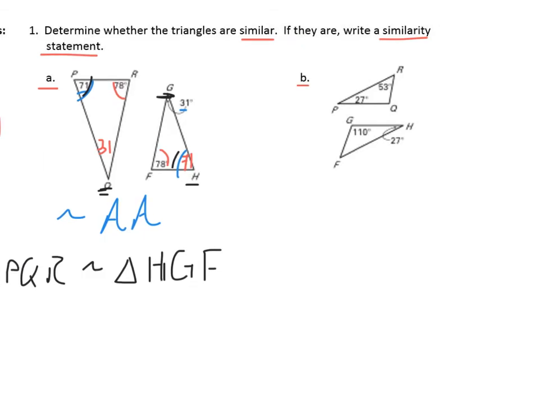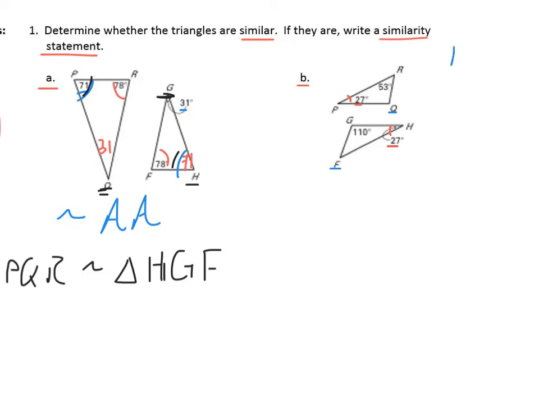For B, I can start off the same way. I'll mark the angles that I do know are congruent. So it looks like angle P is congruent to angle H. They're both 27. But the next thing I want to do is figure out how big is the third angle in each of these triangles.